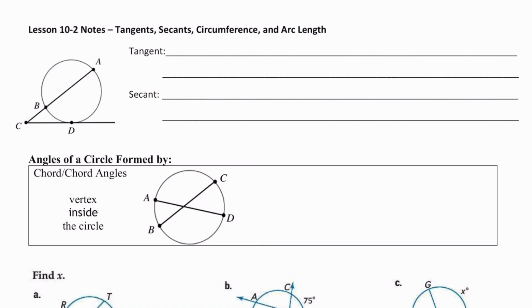Welcome back. Today we're going to discuss Lesson 10.2 notes: tangent, secant, circumference, and arc length. Now let me tell you what a tangent is.